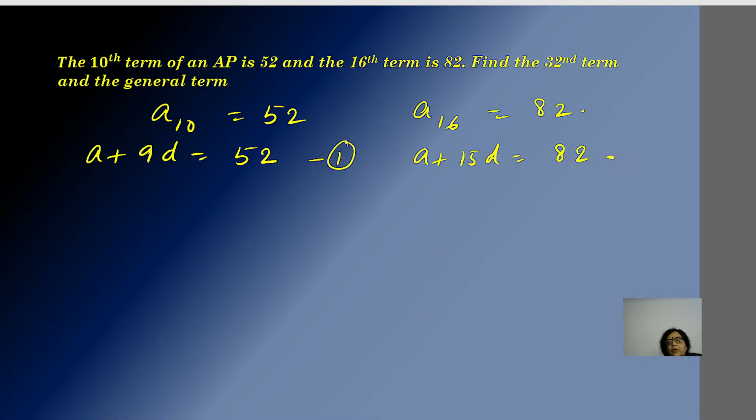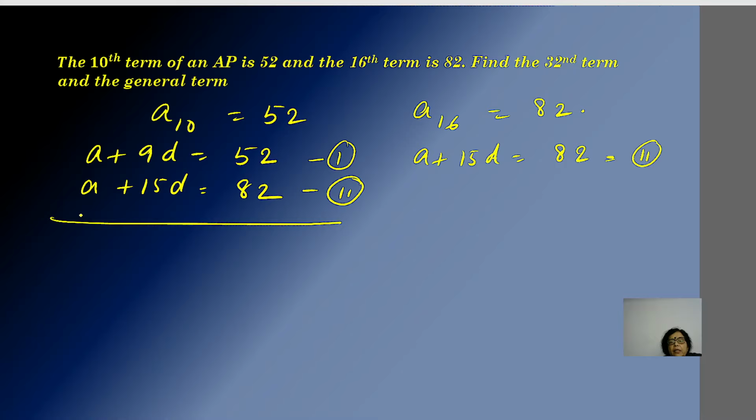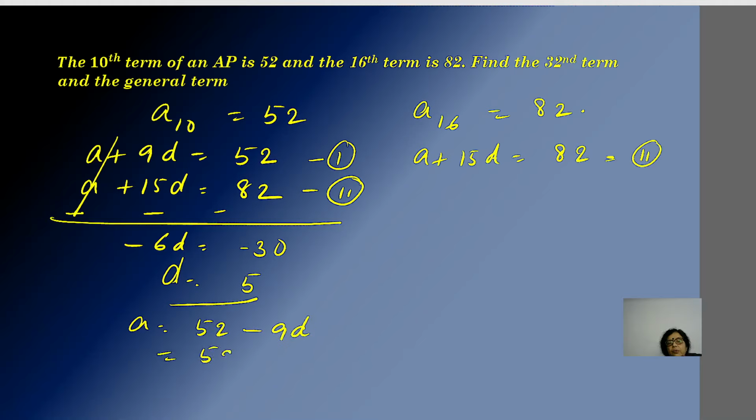Now here we get two equations with two different variables. So we'll write one below the other and solve it simultaneously. So this becomes equation number 2. Now subtract equation 2 from equation 1. This gets cancelled. We are left here with minus 6D is equal to negative 30. So D is equal to 5. So what is A? A will be equal to 52 minus 9D. That is 52 minus 45, that is equal to 7.